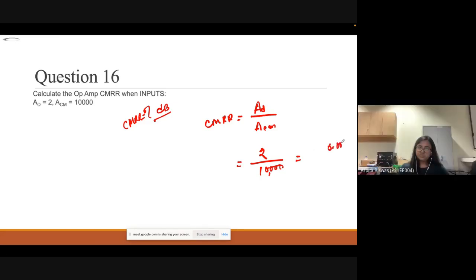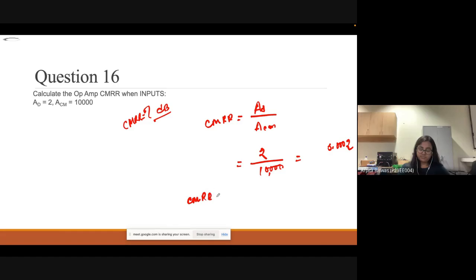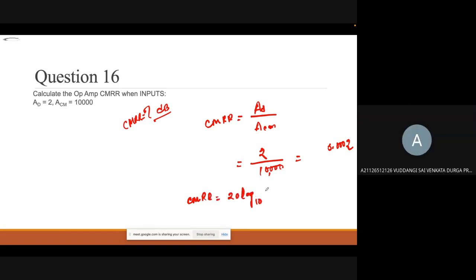And now tell me, in dB, how to find it? What is the formula? CMRR, ma'am, 20 log. Yes, I thought 10 log. CMRR is 20 log base 10, sir. The 20 log only, sir. If it is power, 10 log.